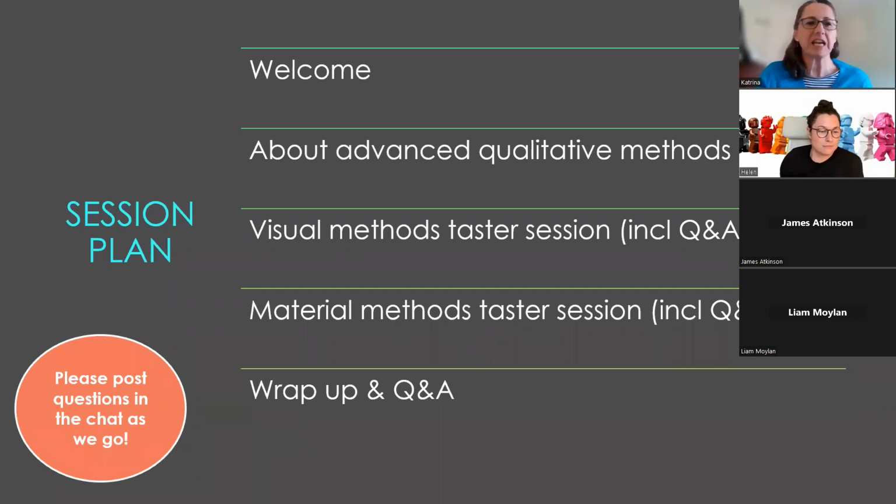Right, so what are we planning to do today? We've called this an introduction to advanced qualitative methods. So we're going to introduce ourselves and our research in a minute, and then we're going to talk a little bit about advanced qualitative methods and why we use that term. We're then going to do two what we've called taster sessions, although there's no actual food involved, which I realise is probably a description error. We're going to introduce both visual methods and material methods and give you a practical example of what we're doing in our research.